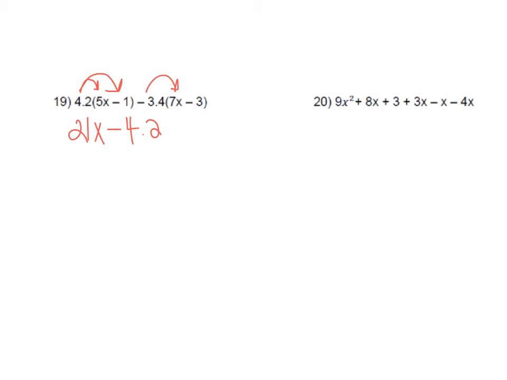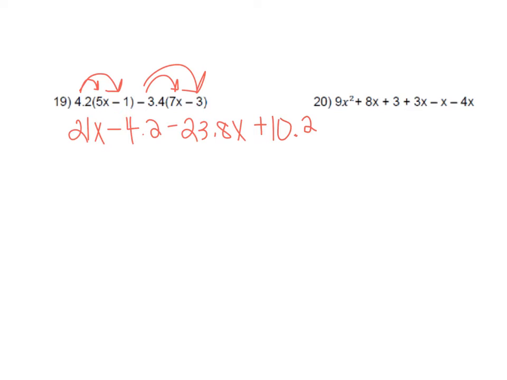Now we need to distribute out negative 3.4. So we're multiplying everything by negative 3.4. So 7 times negative 3.4 is negative 23.8x. And then negative 3.4 times negative 3 is 10.2. So it's positive, so I would add it to be plus 10.2.